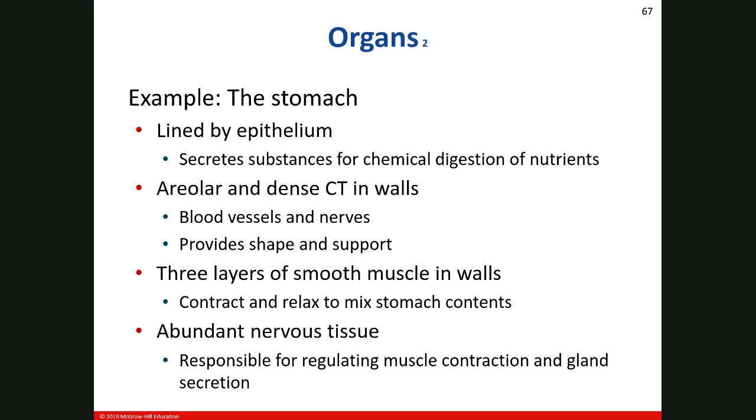The first tissue is epithelium. Your stomach is lined by epithelium, specifically columnar epithelium. Especially with our epithelium, we're going to be releasing different chemicals, and we'll get into that when we do the digestive tract, like hydrochloric acid, for example, and peptidase, which is an enzyme that starts to break down proteins.